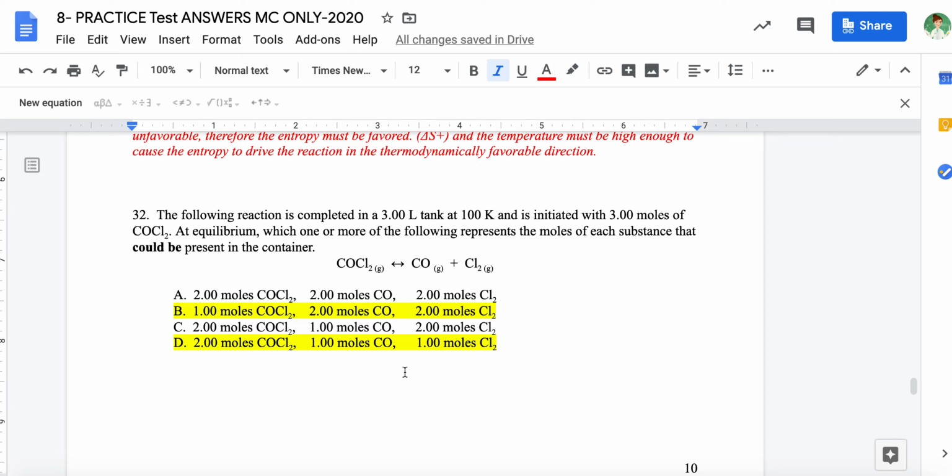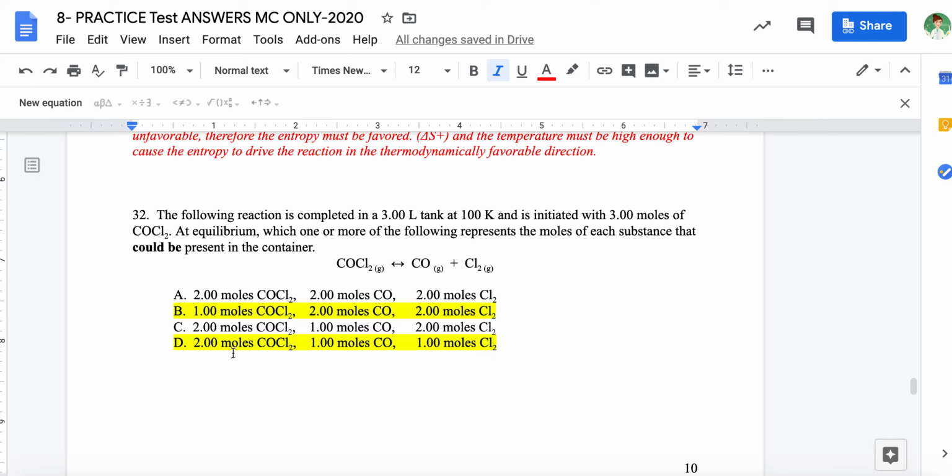If we know the initial amount of our COCl2, we have to remember stoichiometrically, the change line is going to be all the same number because it's 1 to 1 to 1. So if we thought, let's say 1 mole of everything reacted, the change line is 1 mole. Well, if the change line is 1 mole, then option D would have to be correct because you would do 3 minus 1 and get 2, 0 plus 1 is 1, 0 plus 1 is 1. So that's why D works. The key here is the stoichiometry follows the change line and it's 1 to 1 to 1.